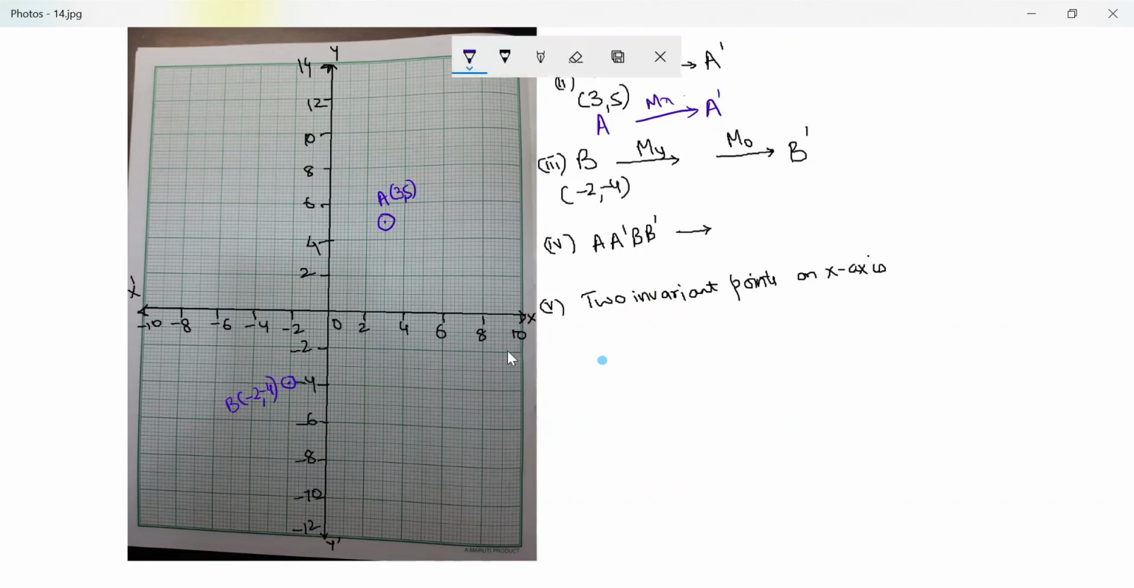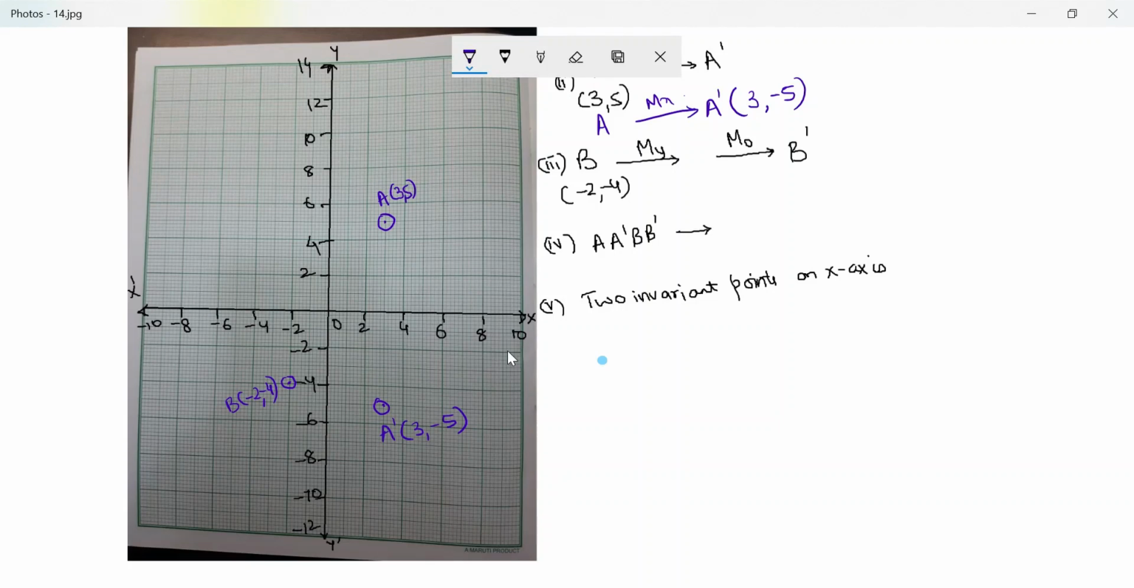A dash is the image of A when reflected in the x-axis. So when you reflect A in the x-axis, basically Mx, the coordinate of y will change. This will become 3, -5. So let's reflect 3, -5. This would be my point A dash, which is 3, -5. Next, write down the coordinates of A dash and plot it on the graph paper.